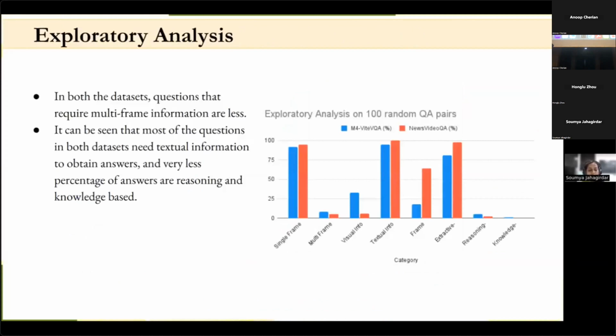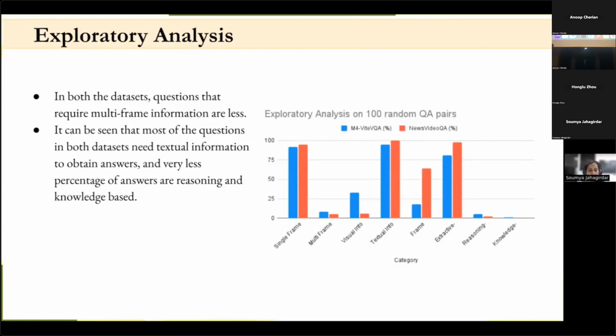In order to understand both the datasets, we perform a data exploratory analysis. In this, we randomly select 100 question-answer pairs from M4 Byte VQA and News Video QA dataset to assess several aspects. Surprisingly, we found out that most questions in both datasets can be answered with information from a single frame and rely heavily on textual information. While these datasets have been designed for text-based video question answering task, the lack of questions requiring multi-modal information underscores the need for more advanced methods, especially for reasoning and knowledge-based questions beyond the capabilities of text-only methods.